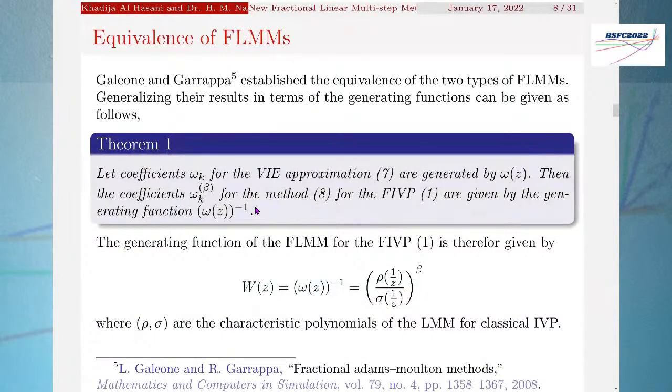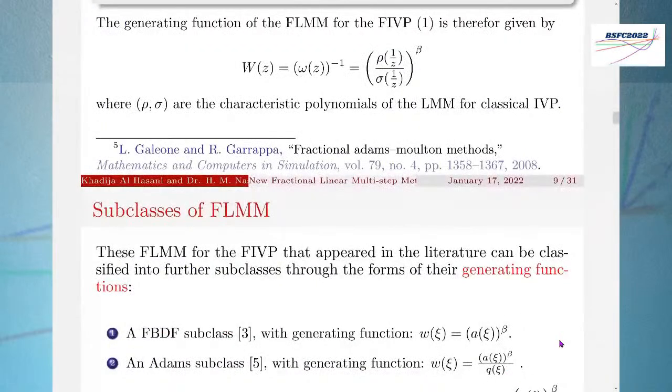Garrappa and Galeone established the equivalence of two types of fractional linear multi-step methods. We generalize their result in terms of the generating function. So by this theorem, which says that if the coefficients of the Volterra integral approximation are generated by this formula, then the coefficients for the method in (8) for the fractional initial value problem (1) will be given by this formula, which is the inverse of this. So the generating function for the fractional linear multi-step method for the fractional initial value problem (1) is therefore given by this formula, where rho and sigma are the characteristic polynomials of the linear multi-step method for the classical initial value problem.